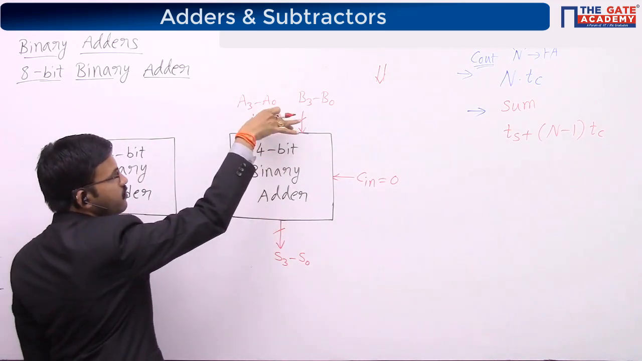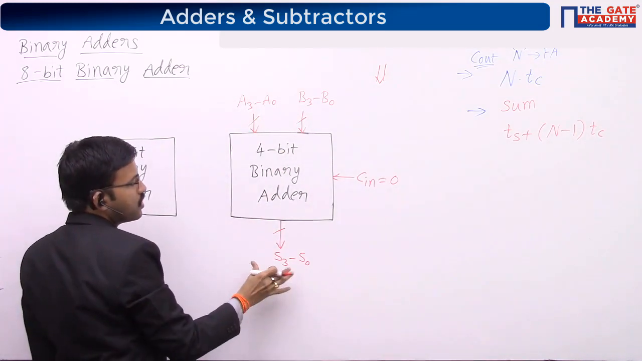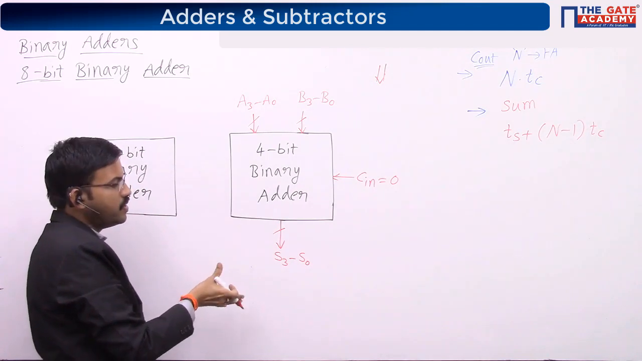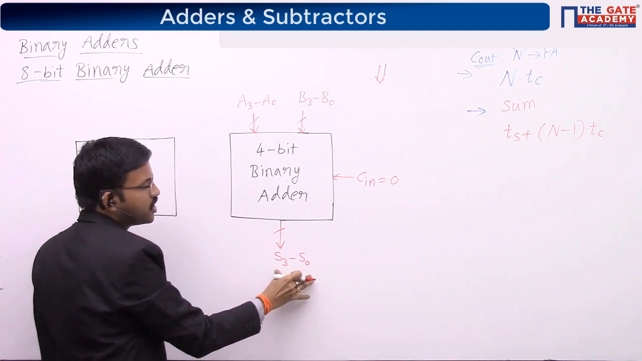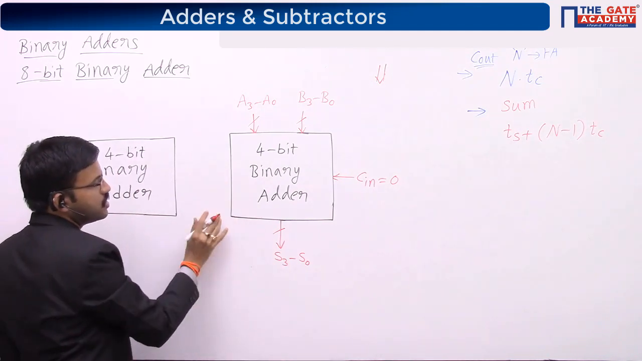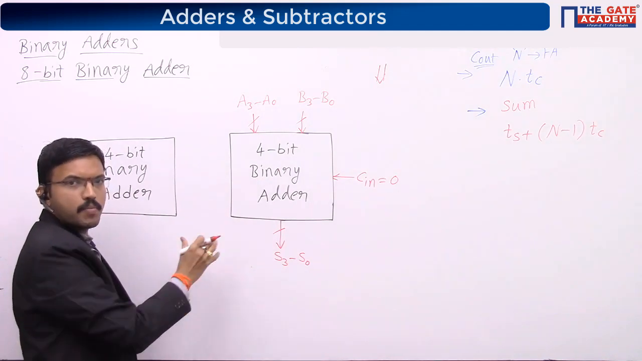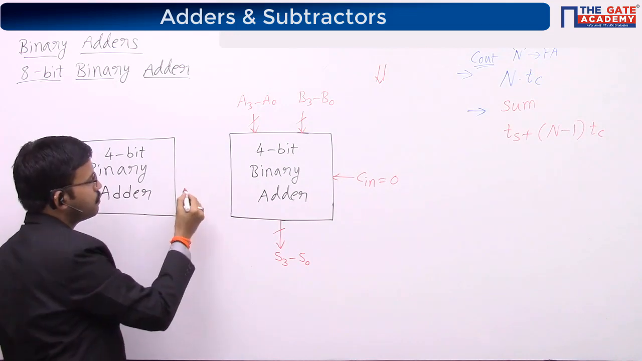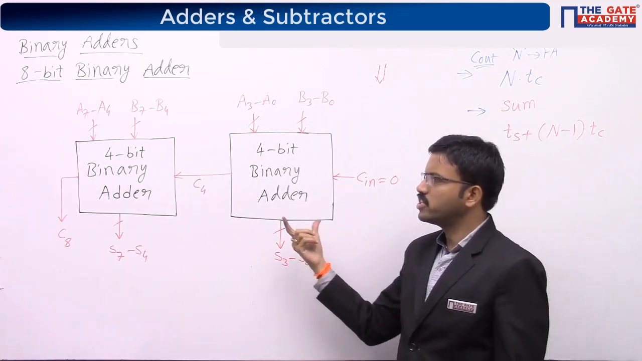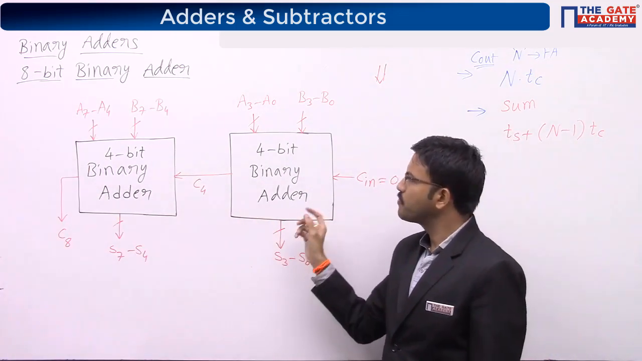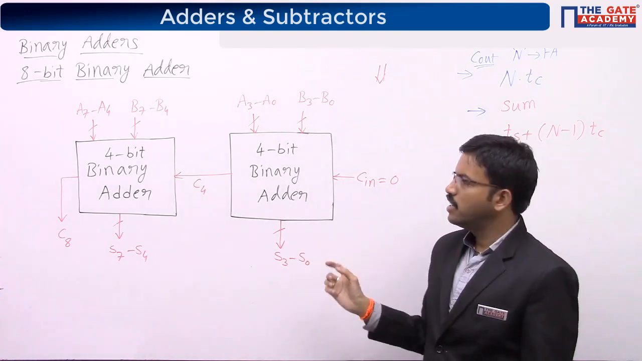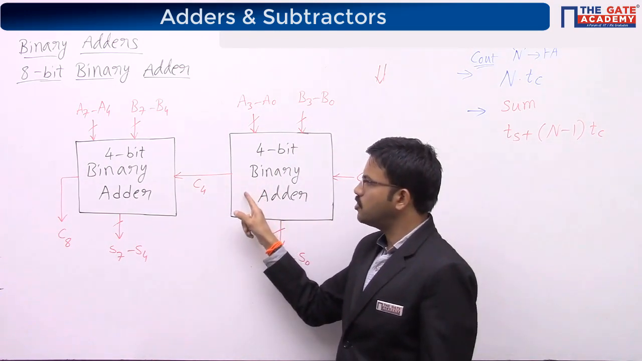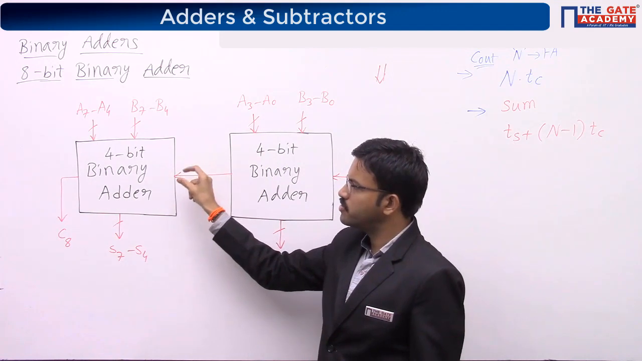Here, when we are giving two 4-bit numbers, the resultant sum will be 5 bits, among which 4 are the sum bits and C4 will be the carry output or MSB. That one we will give as a carry input for this particular binary adder. So here we have cascaded two 4-bit binary adders in order to get an 8-bit binary adder. Here if you observe, the carry output of this one we are giving as carry input for this particular binary adder.